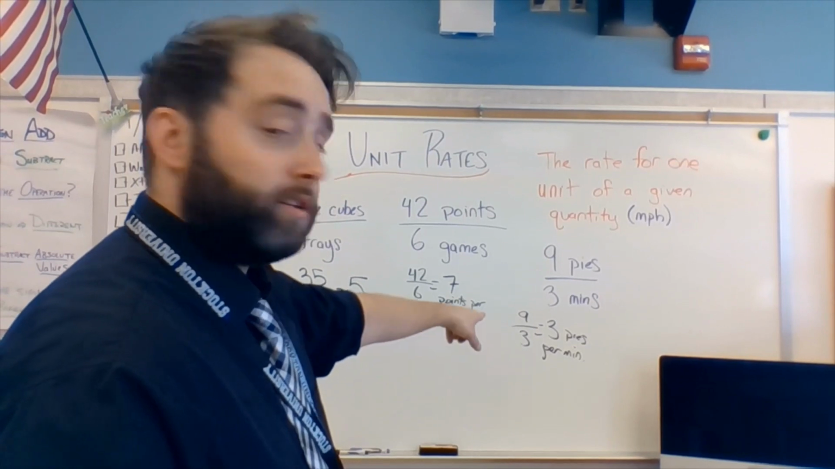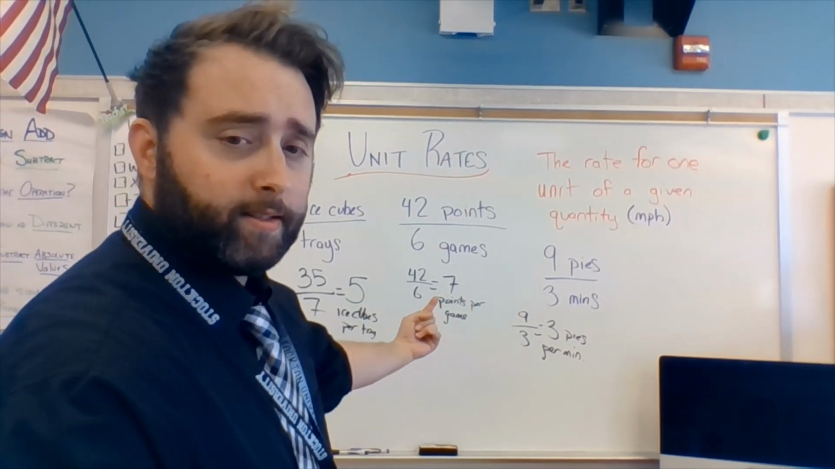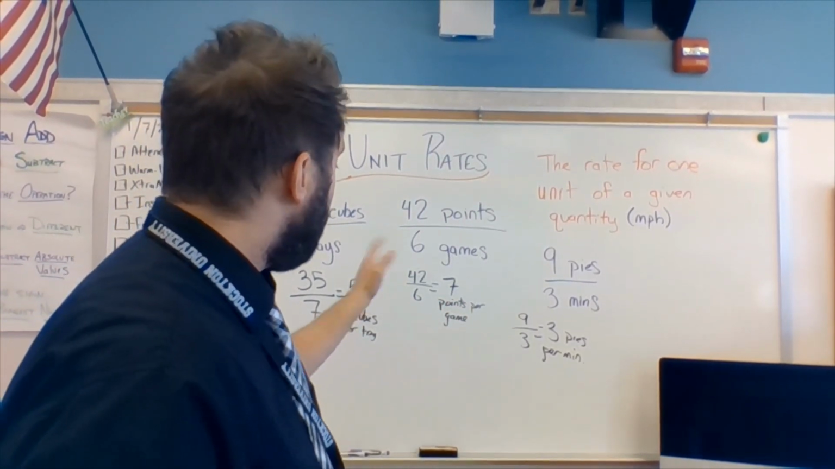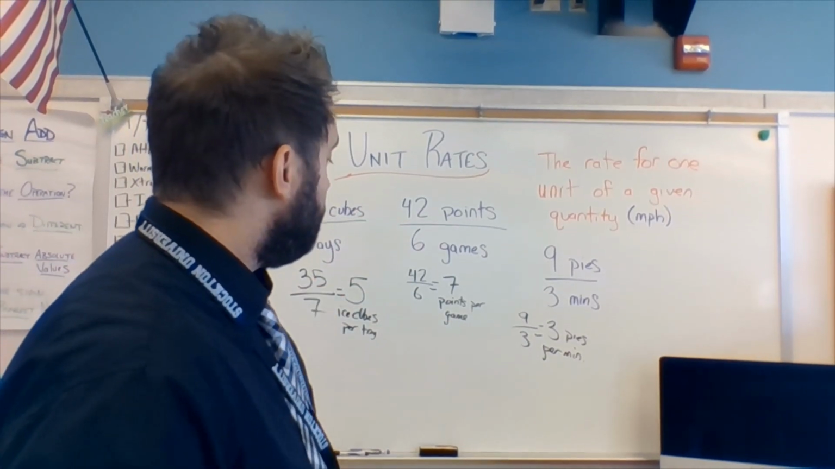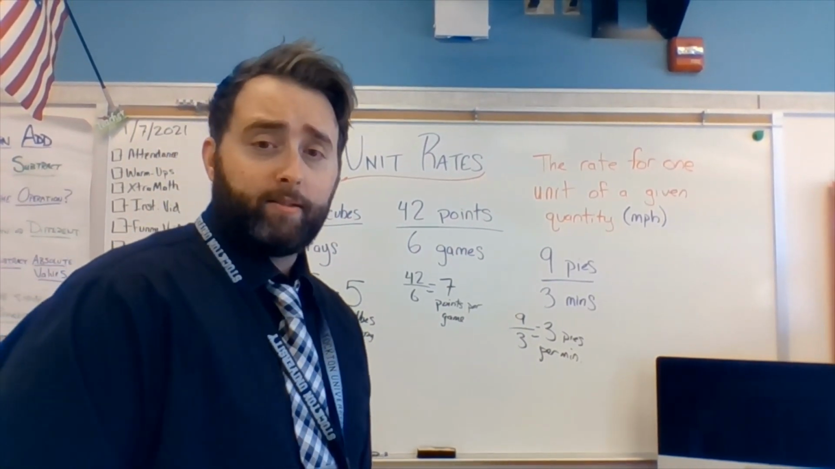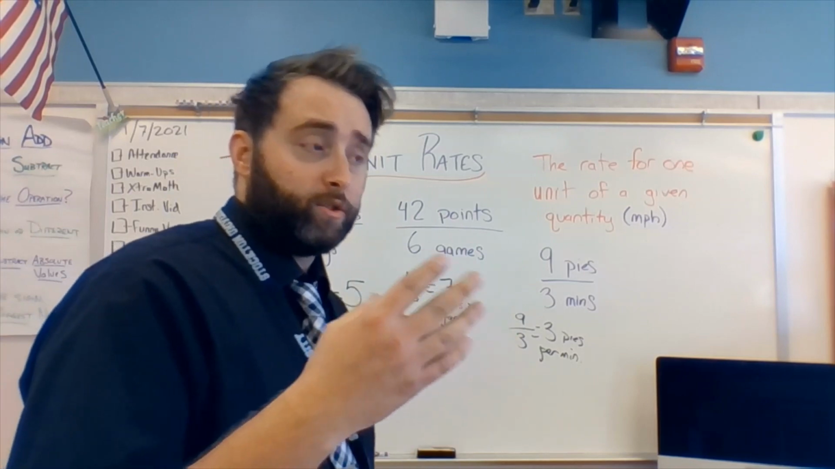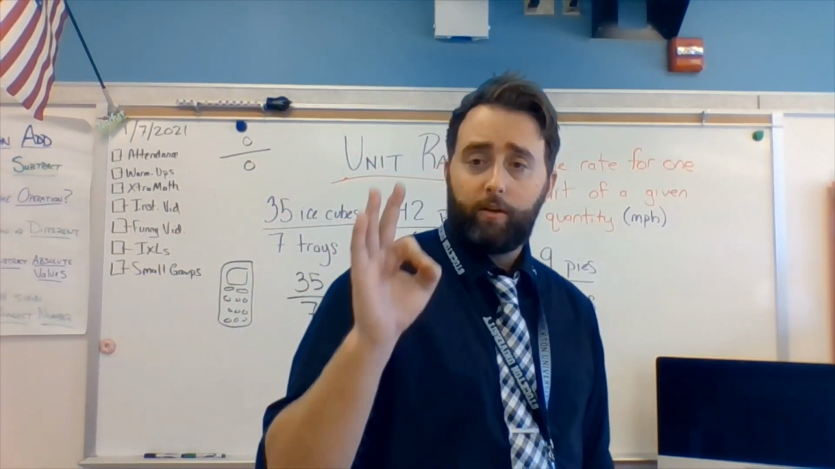Remember, word problems require word answers. So I'm not going to accept the answer as 3, or 7, or 5. It's 5 ice cubes per tray. It's 7 points per game. It's 3 pies per minute. These are word problems, and they require word answers.